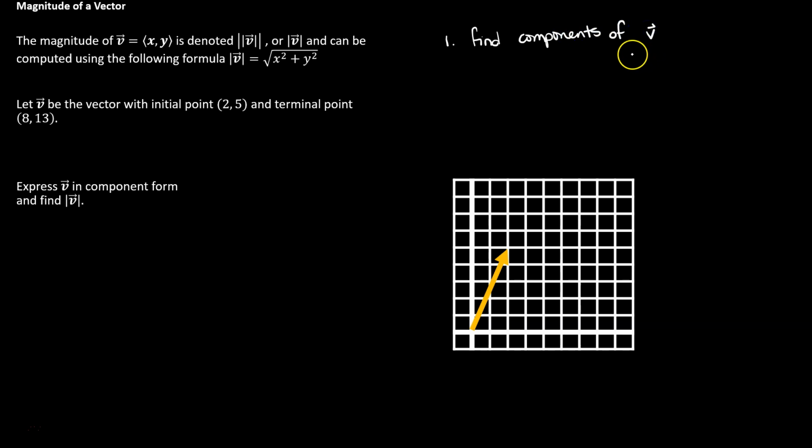So to do the components, remember we find the change in x and the change in y. So v will look like 13 minus 5 and 8 minus 2. So our x component would be 8, our y component would be 6. Those are the components. Then step 2 would be use the formula, square each of the components, add them together, and square root them.